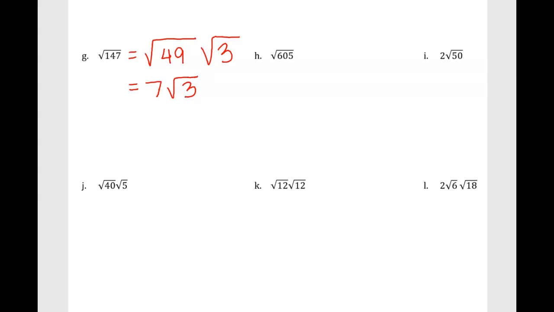605. Find the perfect square that divides into 605. Here's a hint. All numbers that end in 5 and 0 divide by 5. Good job. So take 605, divide by 5. That's where I would start, just to give myself an idea. When you take 605 and divide by 5, what do you get?